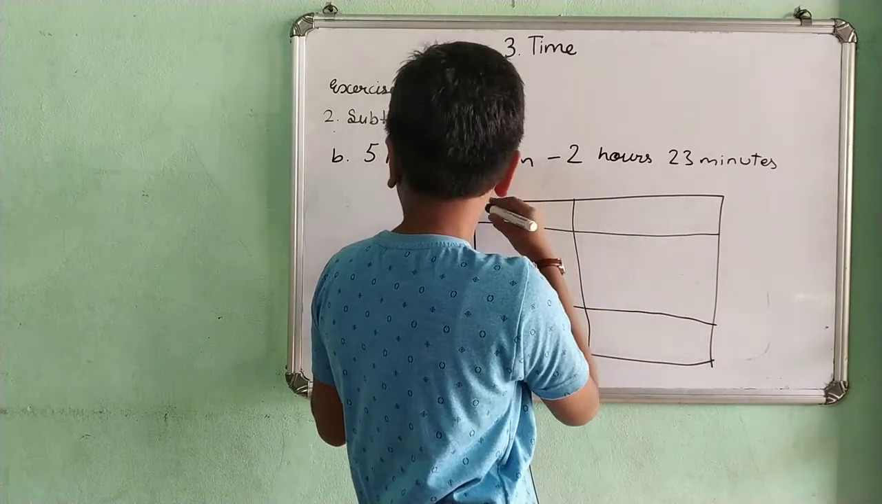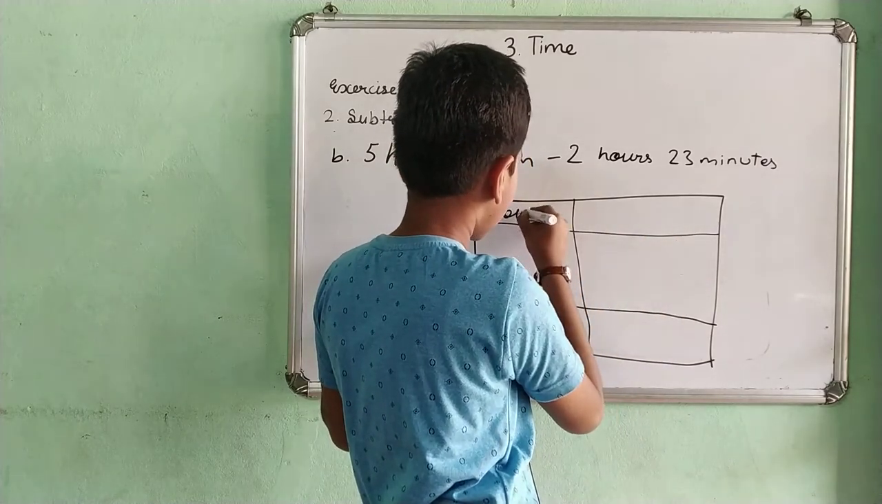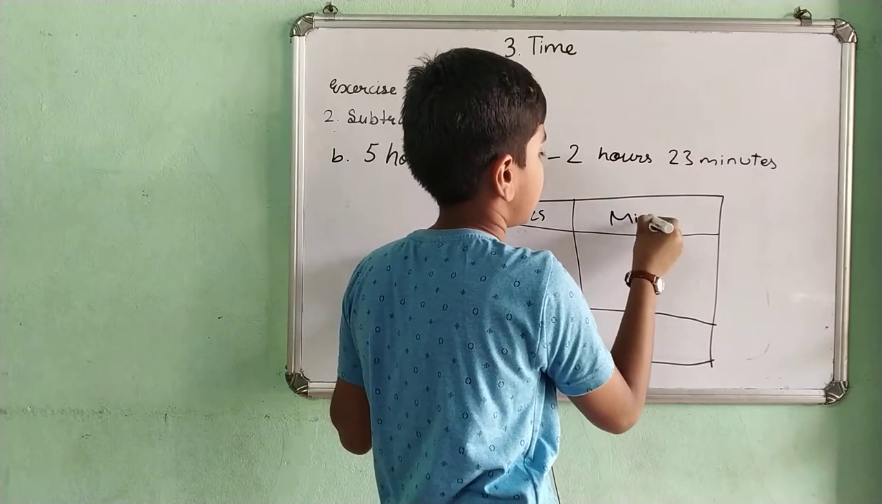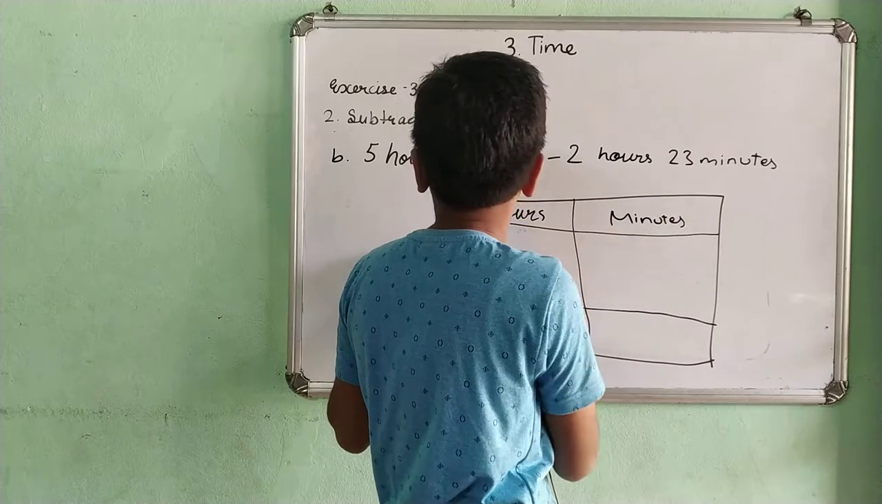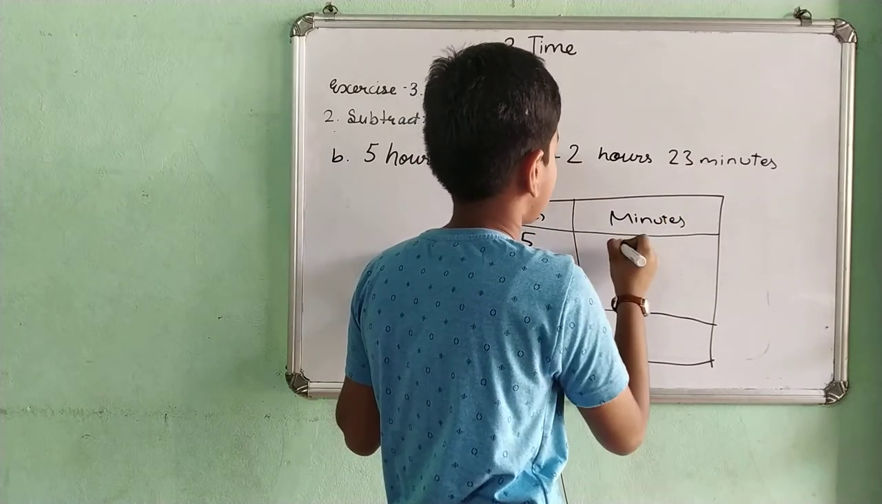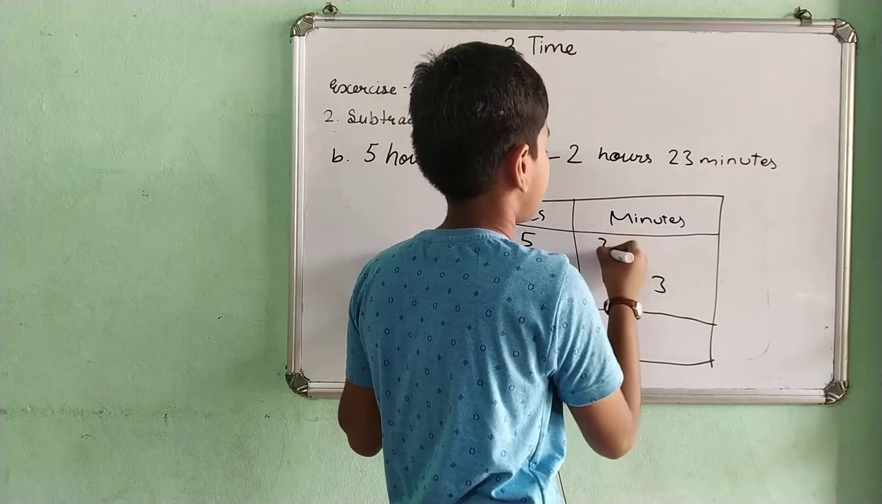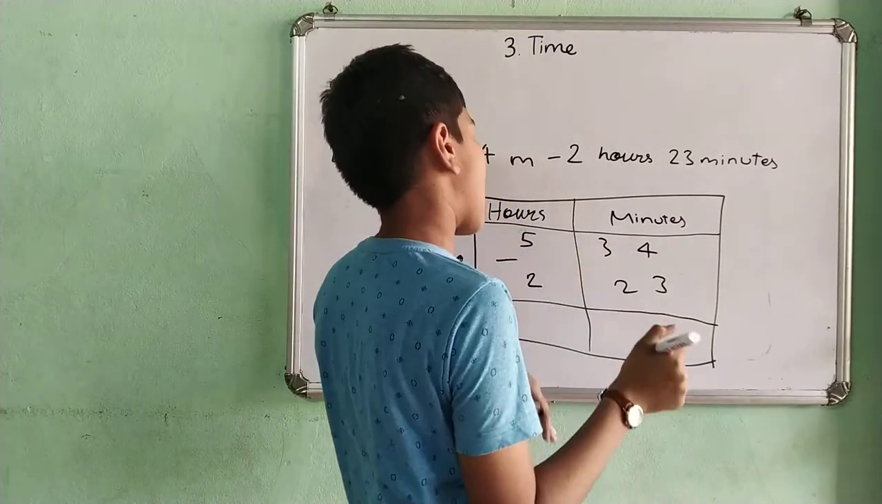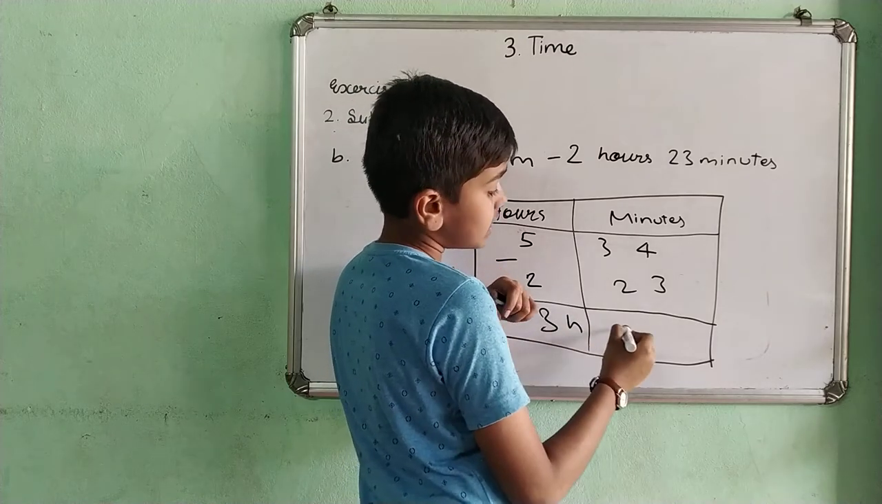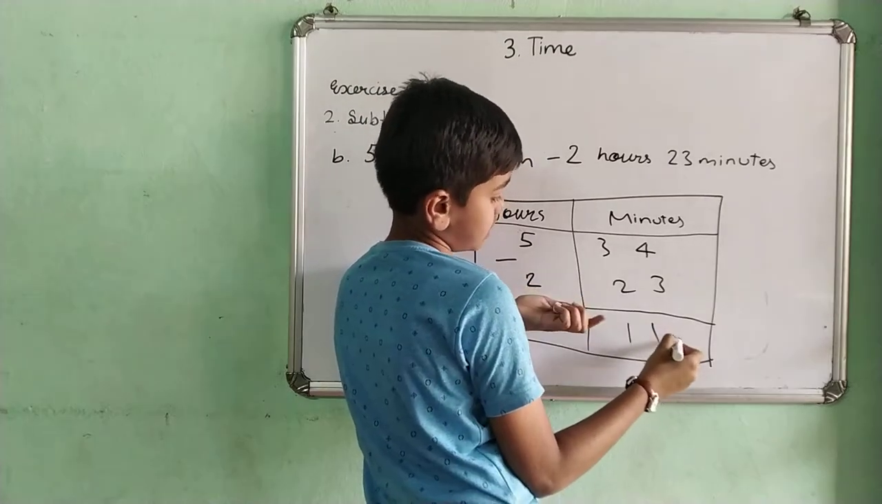Because I cannot take all the sums, right? There are so many sums. I cannot take all the sums. 5 hours here, 2 hours here, 20 minutes here, 34 minutes here. Again, you see there is a capacity that it can be minus. So it's easy, and you get these answers.